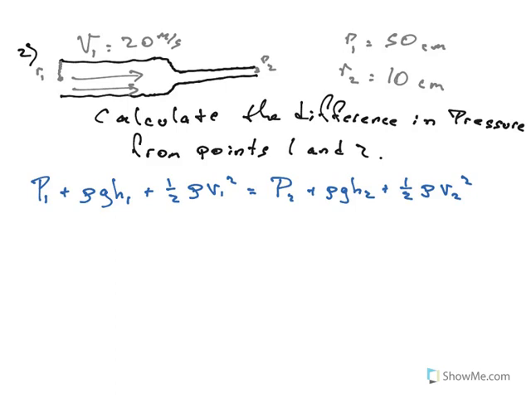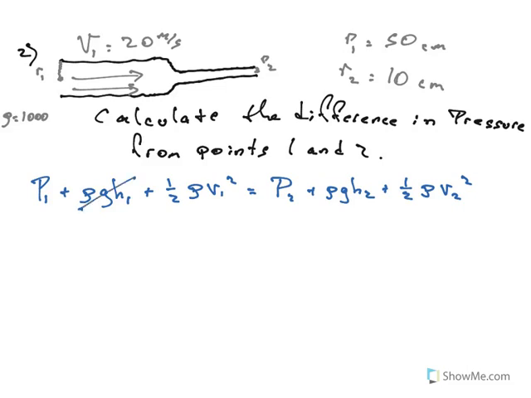Now, some things to mention. Usually the problem would tell you this, but assume this is water, so the density of water is just going to be 1,000. Also, note that our pipe does not change heights. It stays at a constant height. The only thing that's changing is the size of the pipe.